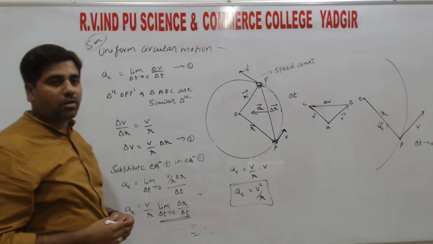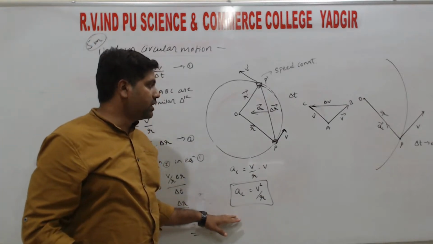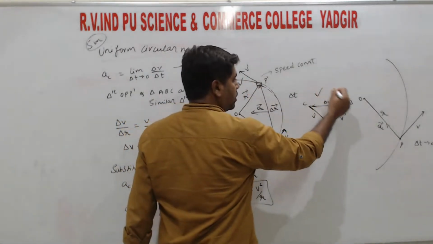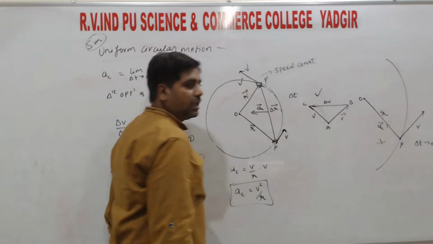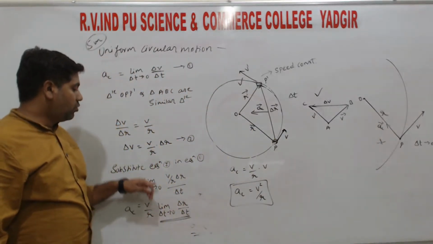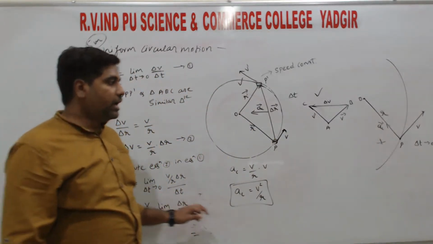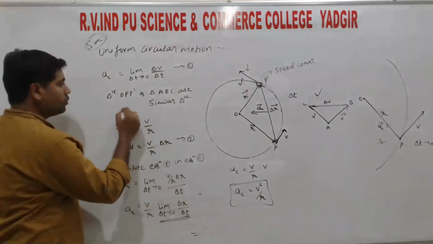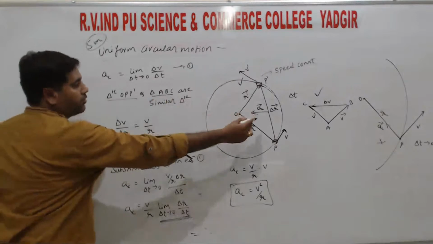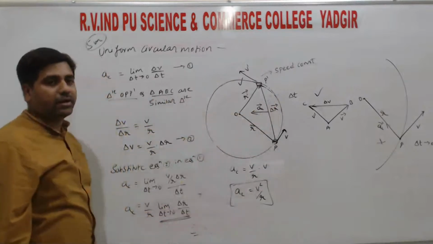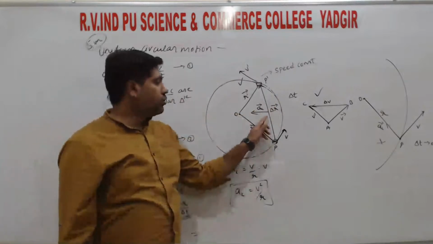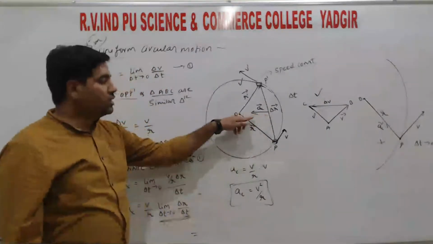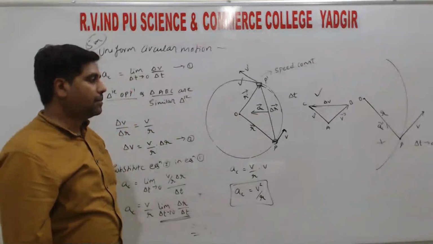So if the question asks for the derivation of centripetal acceleration in uniform circular motion, you need to draw these two diagrams, 1 and 2. It is not necessary for us, since we are applying limits, but we have drawn the diagram. Otherwise, to compare these two triangles, we need these two triangles, right? So they must be proper. The direction of centripetal acceleration always acts towards the center of the circle, right?